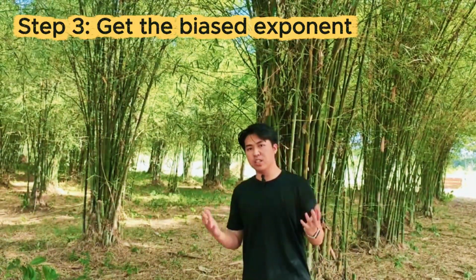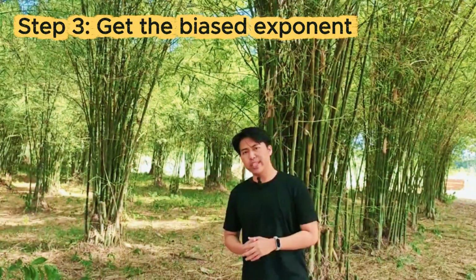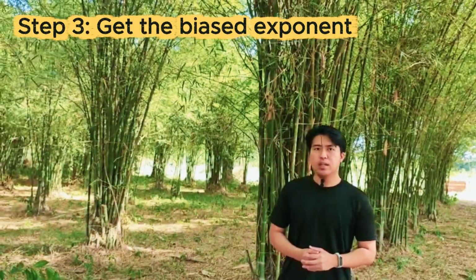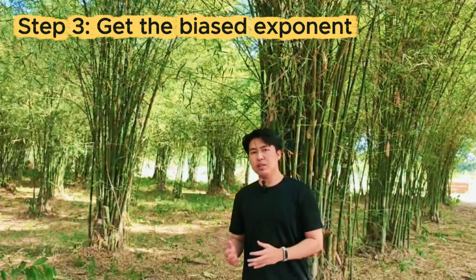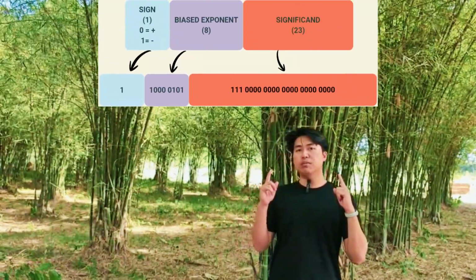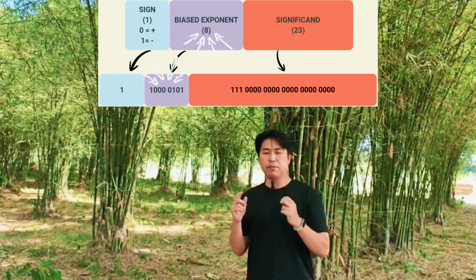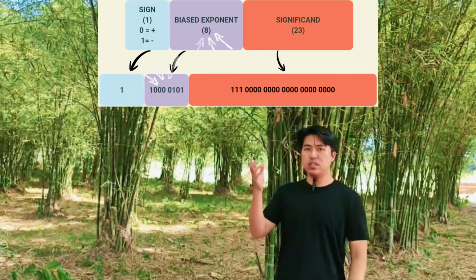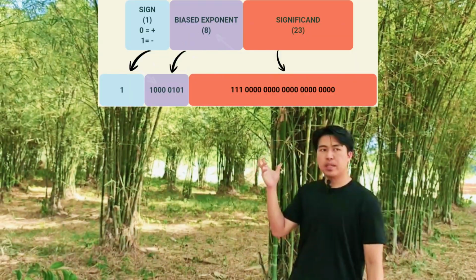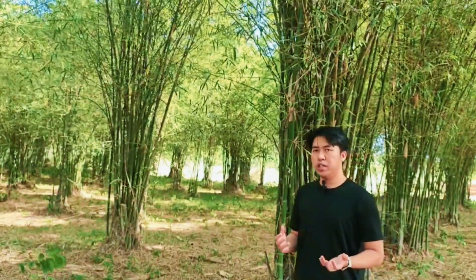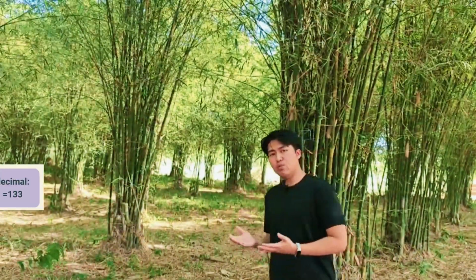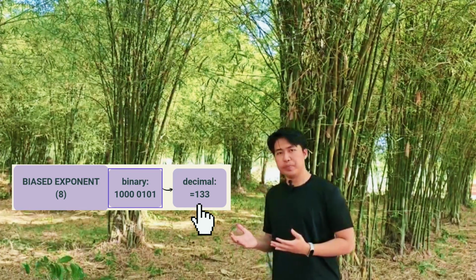So, for the third step, we need to get the bias exponent. How do we get the bias exponent? By referring to the IEEE table, we need to look at the bias exponent section that we got from the previous step, which is in binary digits. We get the binary digits and convert them into decimal. Using the traditional way, we will get 133.